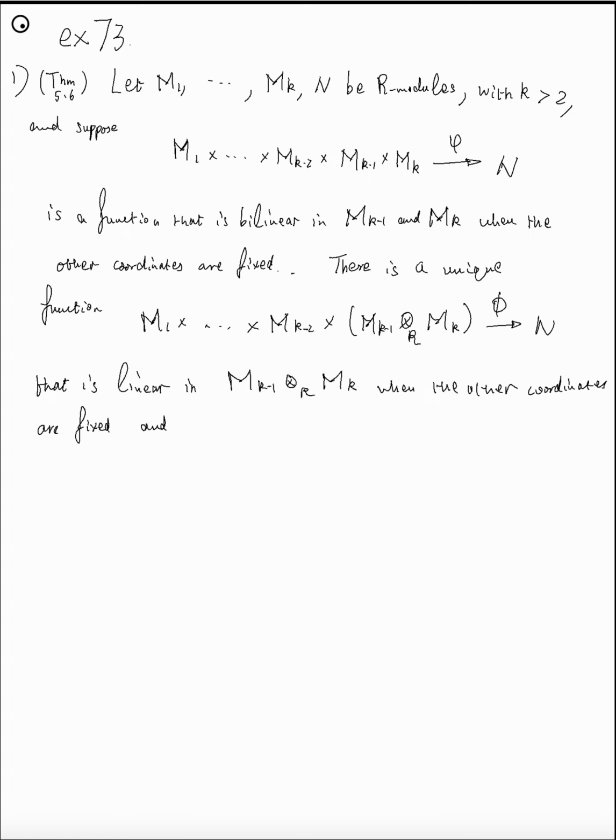And it satisfies what? It has the same image as before, evaluating on whatever arbitrary element. On this tensor product, it becomes Mk-1 tensor Mk, but the image is the same as before. We just use this small part of the tensor product to say it very economically that that part is bilinear.